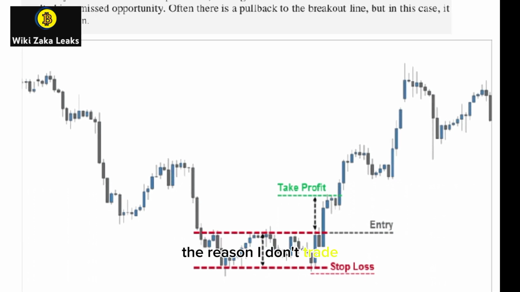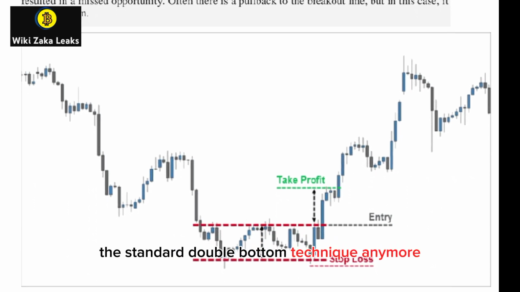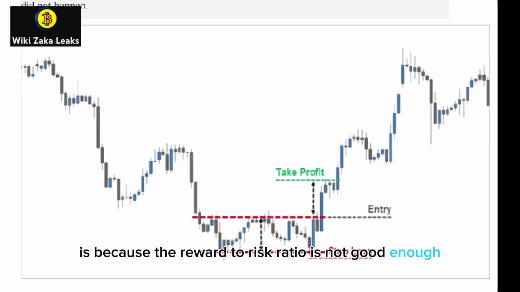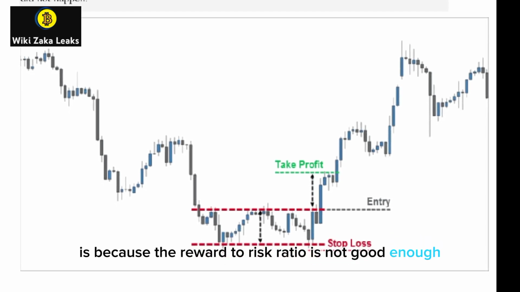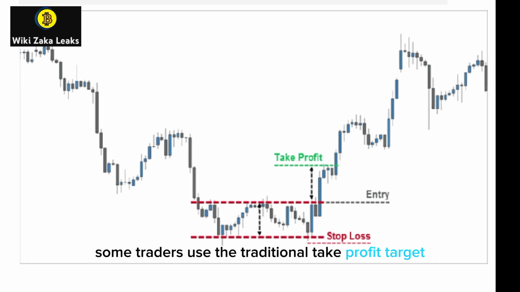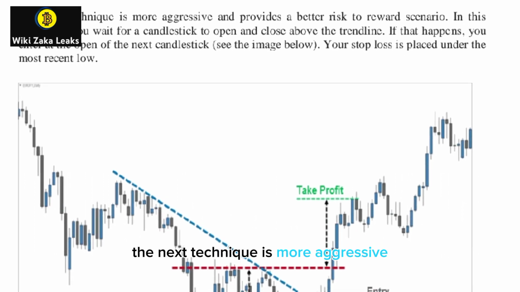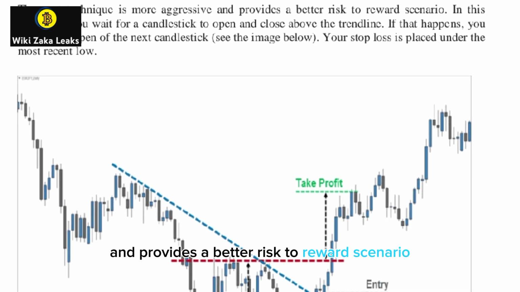The reason I don't trade the standard double bottom technique anymore is because the reward to risk ratio is not good enough. Some traders use the traditional take profit target to partially close their position, leaving the remaining position to ride the trend, which can improve the risk to reward. The next technique is more aggressive and provides a better risk to reward scenario.